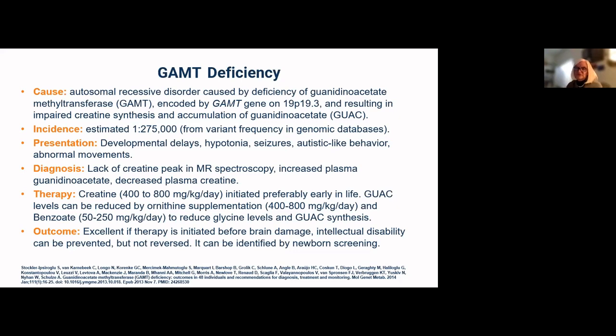So there is a therapy for GAMT deficiency. The therapy leads to a very good outcome if initiated before any irreversible consequences have already occurred. The therapy consists in administration of creatine, and also one of the goals of the therapy is to reduce the concentration of guanidinoacetate, which is neurotoxic. The guanidinoacetate levels can be reduced by ornithine supplementation and benzoate supplementation.